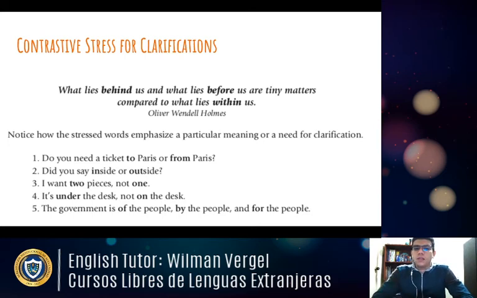Number five, the government is of the people, by the people, and for the people. Okay, in this case, prepositions as well. So contrastive stress for clarifications is basically the way that we stress words in order to clarify what we want to say.